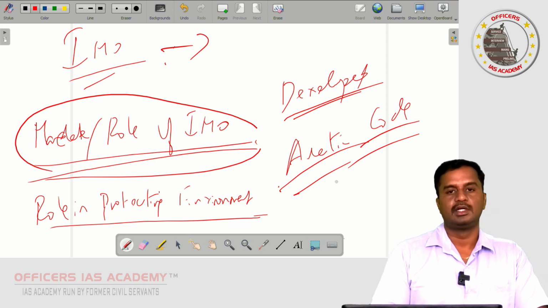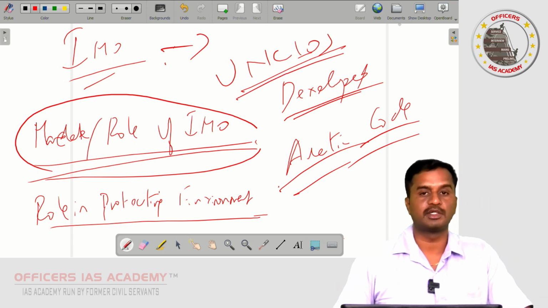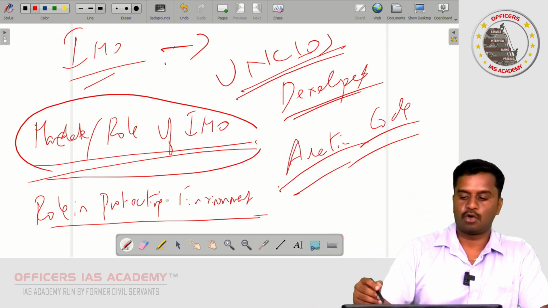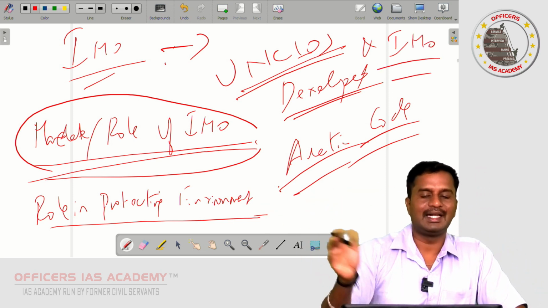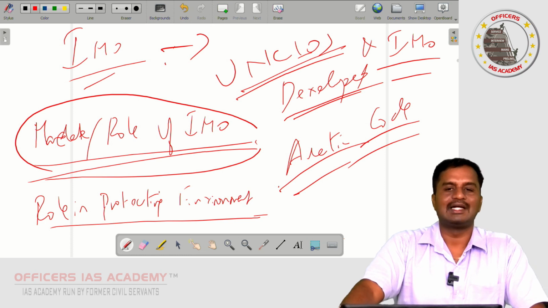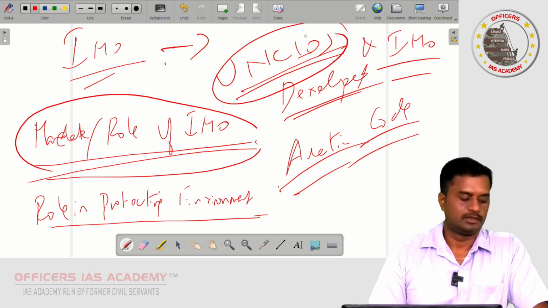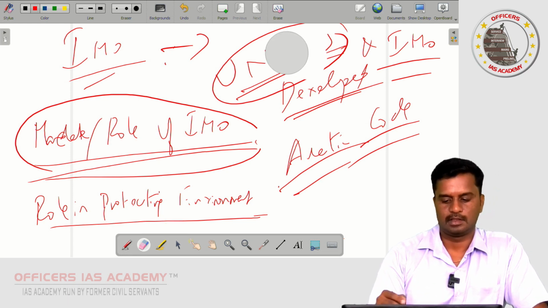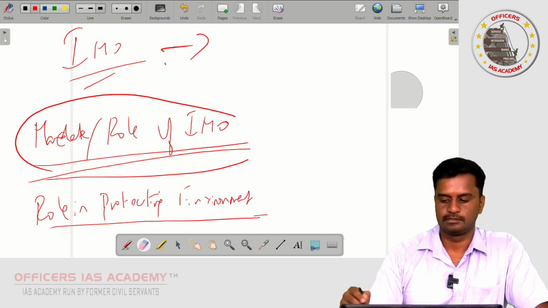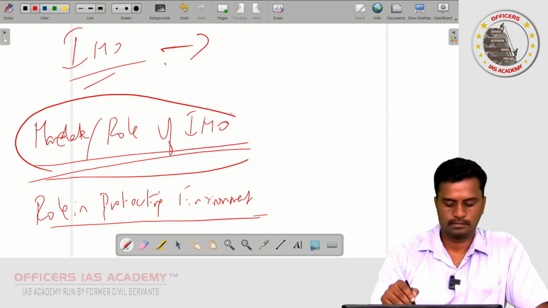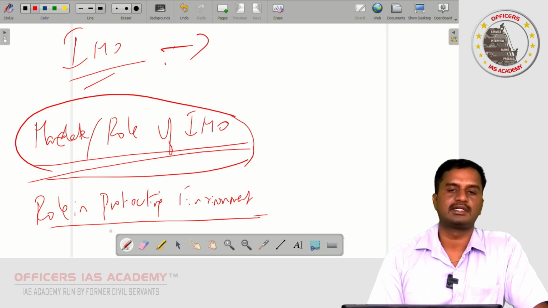Apart from this, there is another instrument called UNCLOS. UNCLOS talks about the laws of the seas. Now, UNCLOS and IMO, they are related to each other. Many of the conventions and laws in IMO are mentioned by UNCLOS. So, mention this. And give the conclusion at the end.